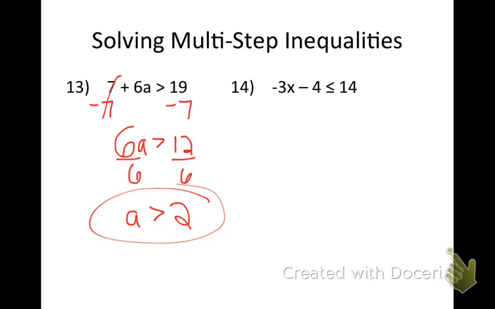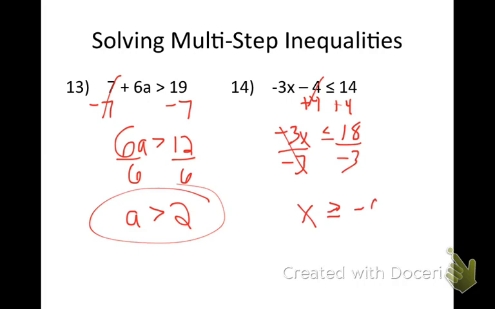Same thing on 14 here. First thing I want to do is add 4 to both sides. I get negative 3x is less than or equal to 18. Divide both sides by negative 3. What do I have to remember to do now when I divide both sides by negative 3? Flip the sign. So now my answer is x is greater than or equal to negative 6.